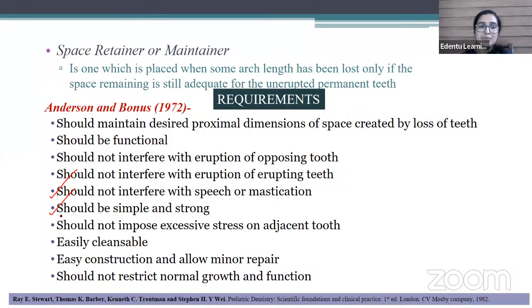It should be simple as well as strong. It should not impose excessive stress on the adjacent tooth. It should be easily cleansable, and the construction should be easy, and it should not restrict the normal growth as well as the function, which is a very, very important requirement.